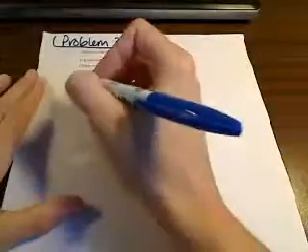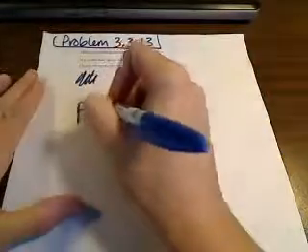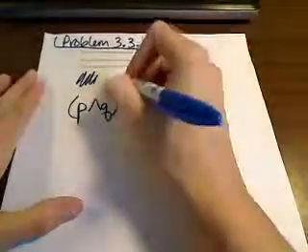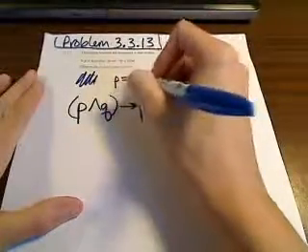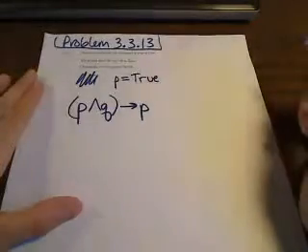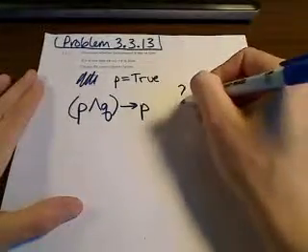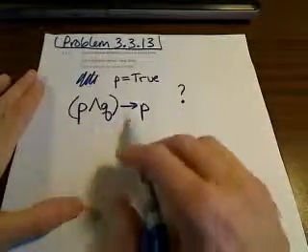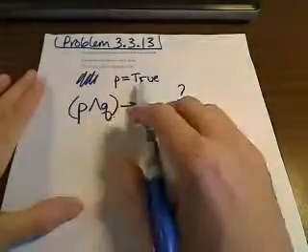Let me write it out so it's bigger. So P and Q implies P. And they're defining that P is true, okay? And then the question is, what is the result of this? If we were to analyze this, is this whole statement going to be true or false given that P is true?